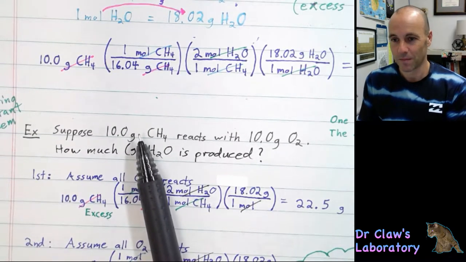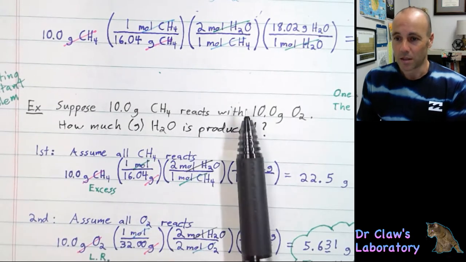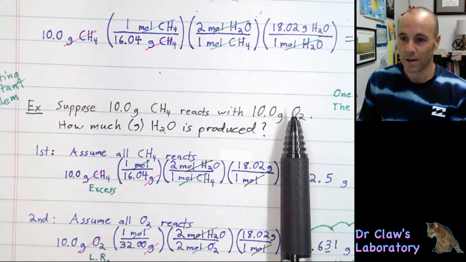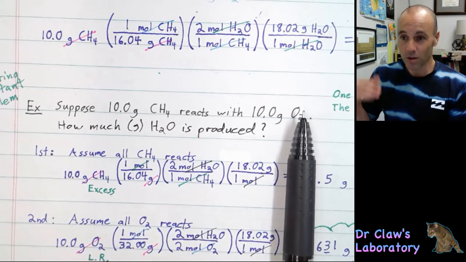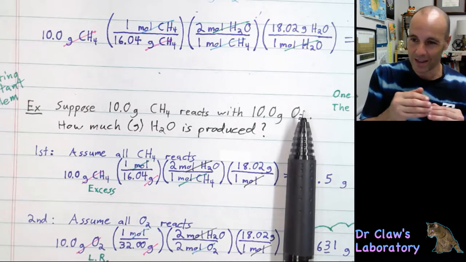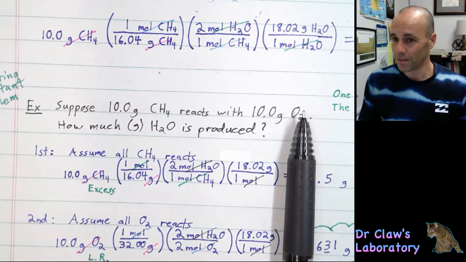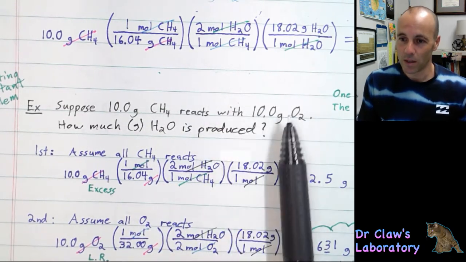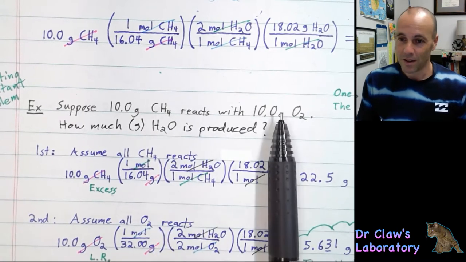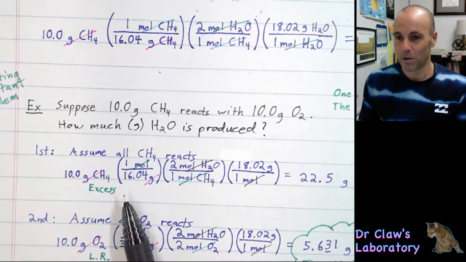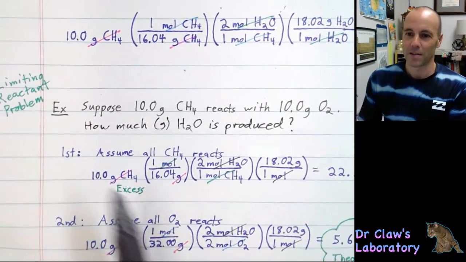because of the 1-to-2 relation. So one of these guys is going to run out, and it's our job to figure out which one you have too much of, which one is excess, and which one you don't have enough of. The one that you don't have enough of is going to limit how much product is produced. And so one of these is going to be called the limiting reactant, and the other one is going to be excess. We're not sure which one it is yet until we solve the problem. So this is called the limiting reactant problem.